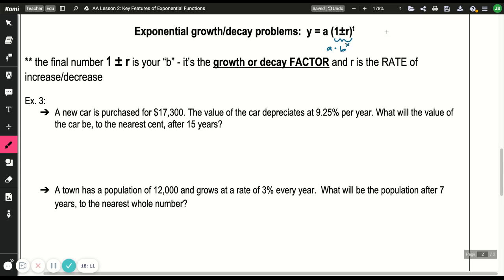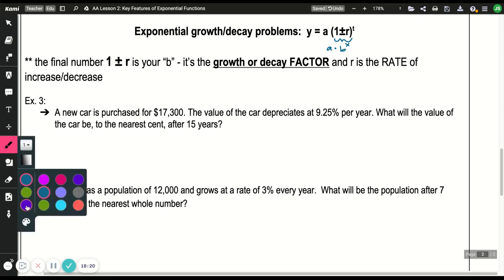Here's the catch, and this is the part that people really struggle with: you have to figure out what that b is. So right here, b is 1 plus or minus r. R is your interest rate that you have to change to a decimal. If something is increasing, then you would add that rate to 1. 1 keeps it exactly how it is. If b was just 1, the value of it would never change. So if I bought a car, it would never change.